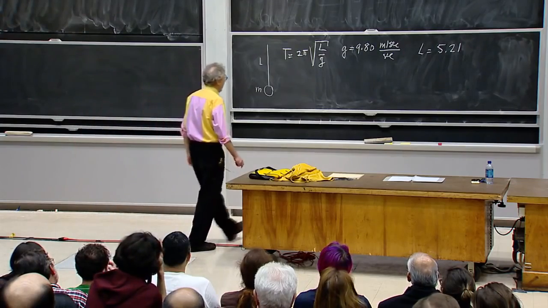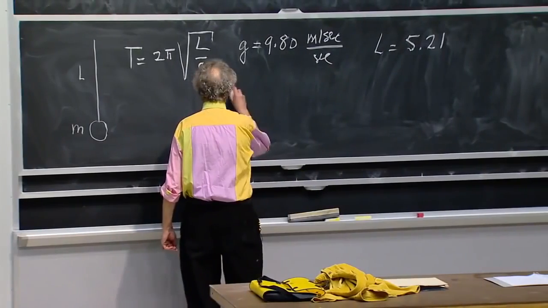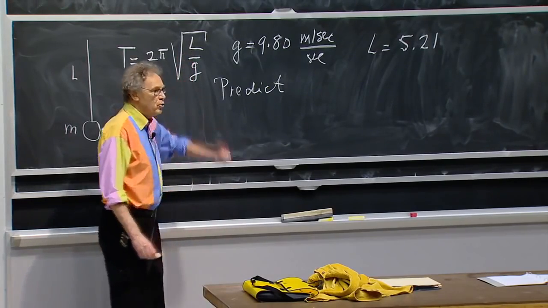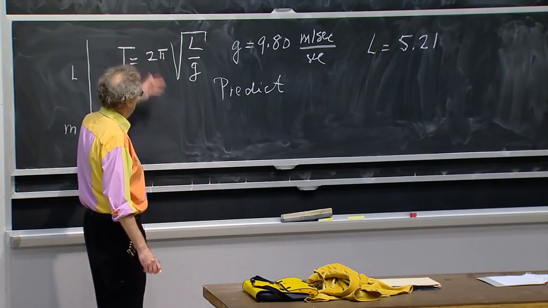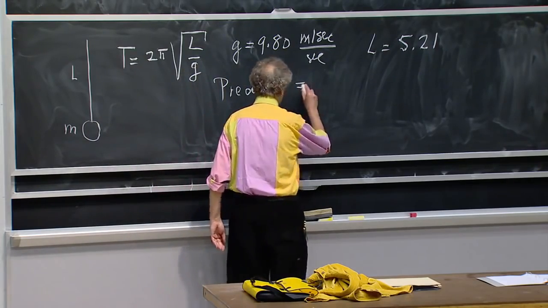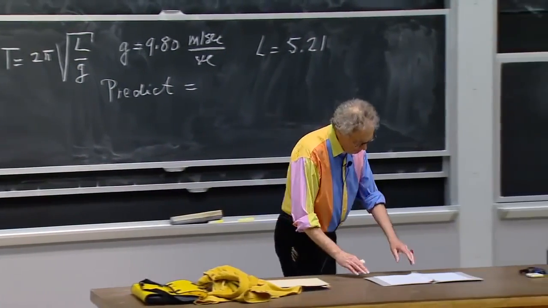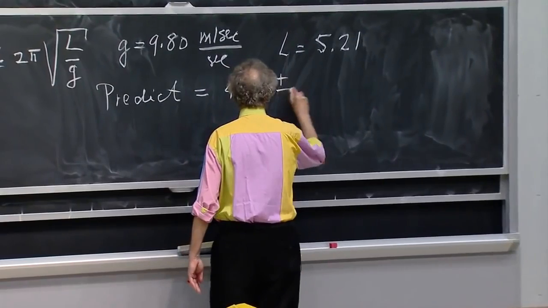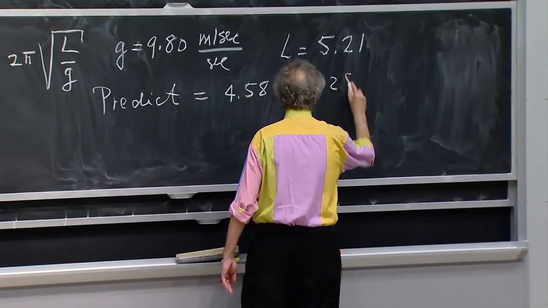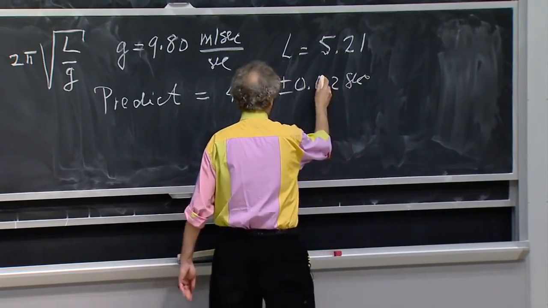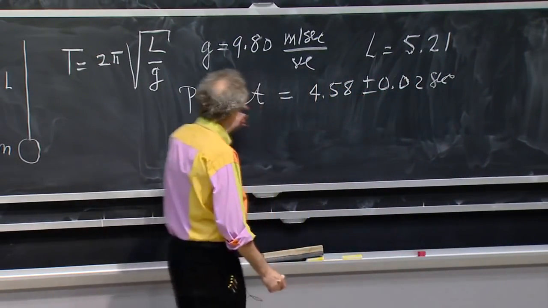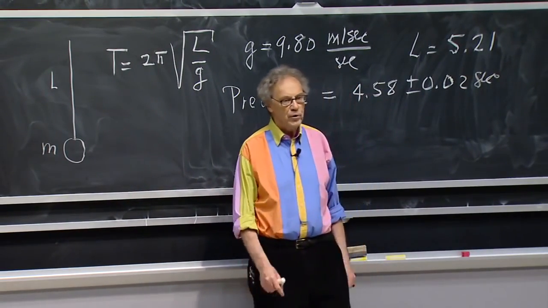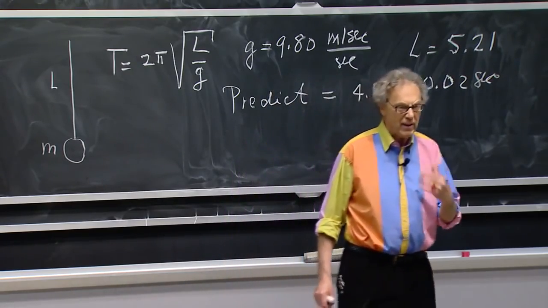So now I can make a prediction. I predict using this equation. That's all I do. I put in 5.21, I put in 9.80, I multiply by 2 pi, and I make the prediction that the period of that pendulum is 4.58 plus or minus 0.02 seconds. Why the plus or minus 0.02? Well, that is the 0.5% uncertainty due to the square root of L. And you can immediately see that 2 is about 0.5% of 458. So my prediction can be no better than that.